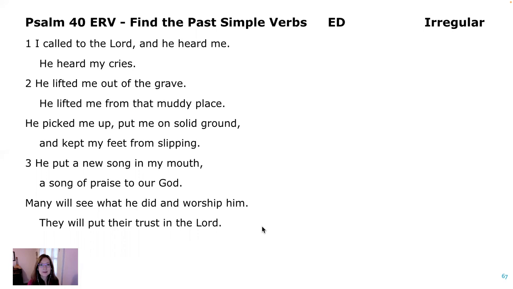And then as we read this passage, we can ask students to listen to it, and then we'll find the past simple verbs in it. So first we'll read it.